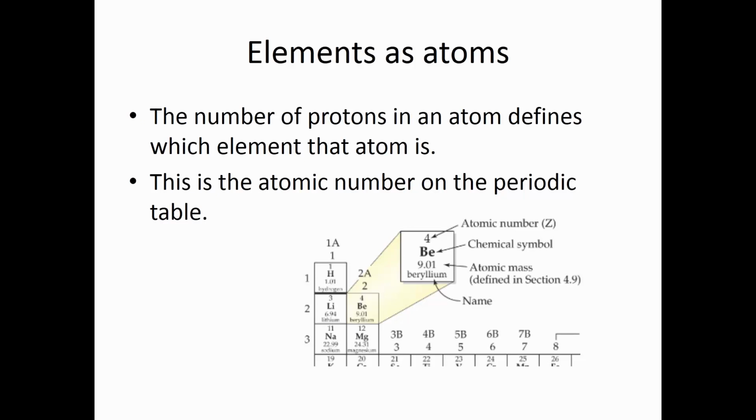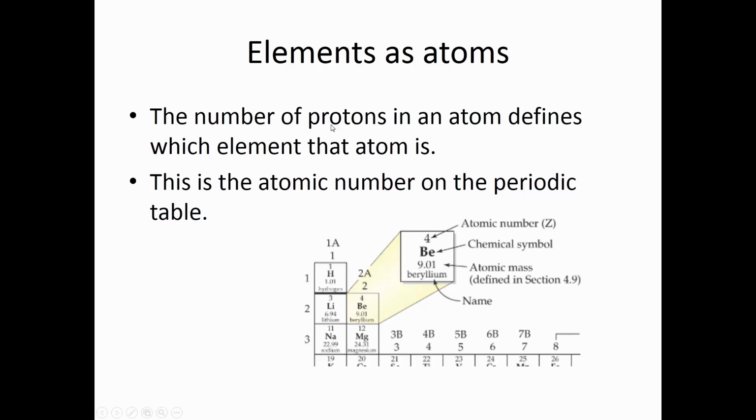Okay, so we know that elements exist as atoms, and from the periodic table we can learn some information about the atoms they are made up of. As it turns out, the number of protons is what defines an element. So if you change the number of protons, you have a different element. Most of the time, we will not be changing the number of protons.